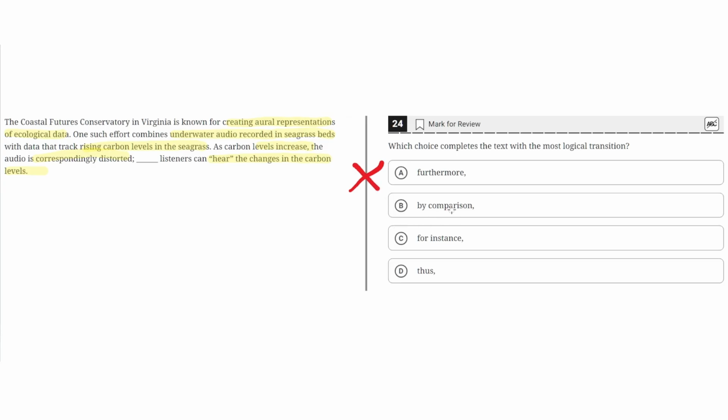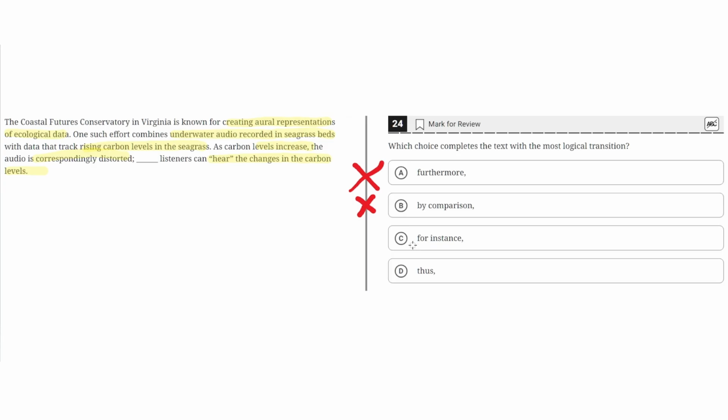B, by comparison. This is incorrect because this would imply that the first clause is being compared to the second clause. But as before, the relationship between the second clause and the first clause isn't one of comparing each. It's more of a cause and a result. The cause being that as carbon levels increase, the audio is correspondingly distorted, and the result is that listeners can hear the changes in the carbon levels. Therefore, because by comparison doesn't highlight this result effect, B is incorrect.